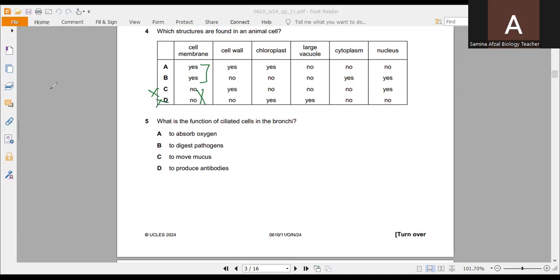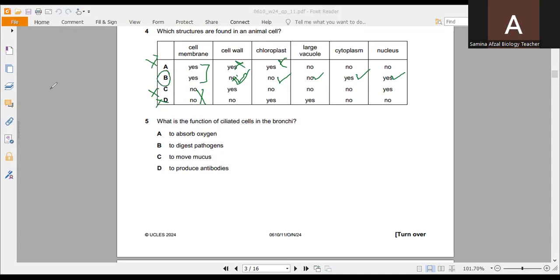Is a cell wall present in an animal cell? No. Chloroplast? No. Large vacuole? No. Animal cells have many small vacuoles, not a single large vacuole. Cytoplasm, yes. Cytoplasm is present in both. Nucleus is present in both. So according to this, A is not the correct option. Only B is the correct option.